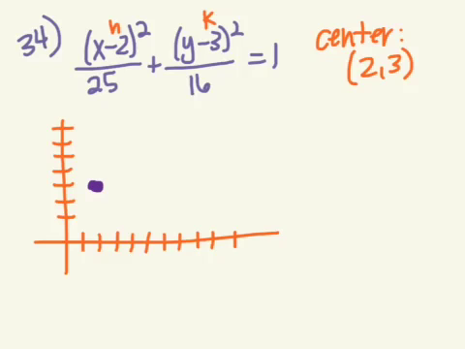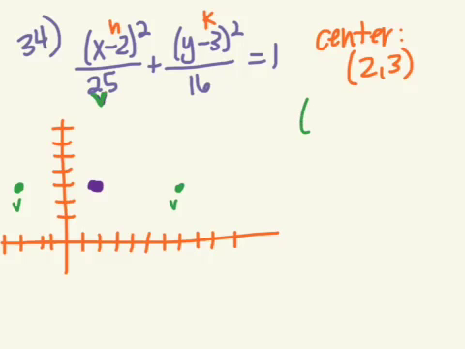The vertices are going to be made up from your major axis, and your major axis is going to be the long axis. So for your vertices, from your center, you're going to go to the left 5, because that's the square root of 25, and you're going to go to the right 5. So if I count 1, 2, 3, 4, 5, 1, 2, 3, 4, 5, those are both of your vertices.